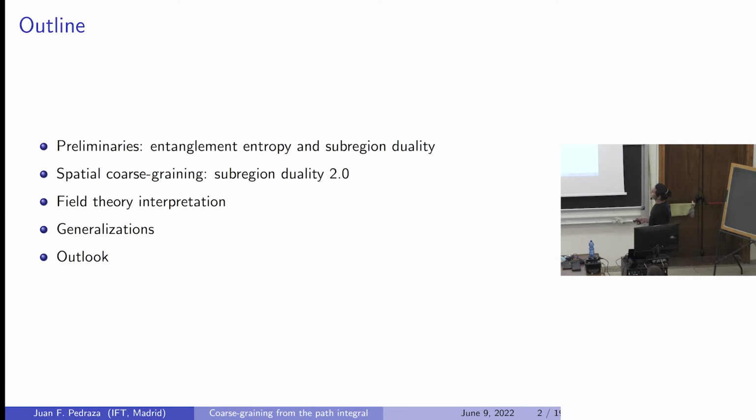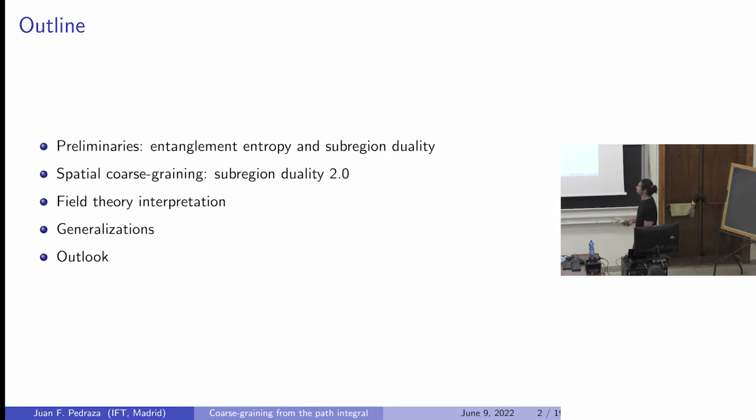So this is the outline of my talk. I'm going to start by telling you what our motivation is. Essentially, our starting point is what is known as subregion duality, this equivalence between the reduced density matrix for a subregion in the boundary with a certain subregion in the bulk, and why there are some puzzles in the standard picture.